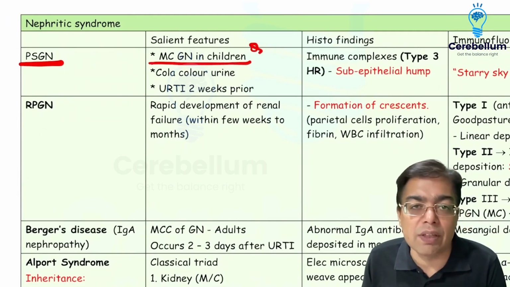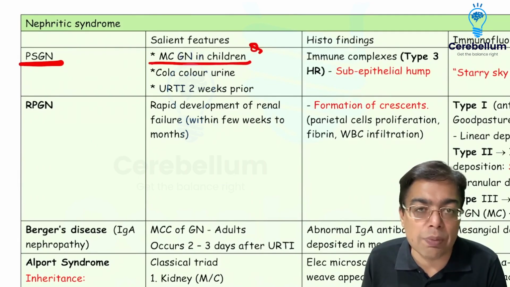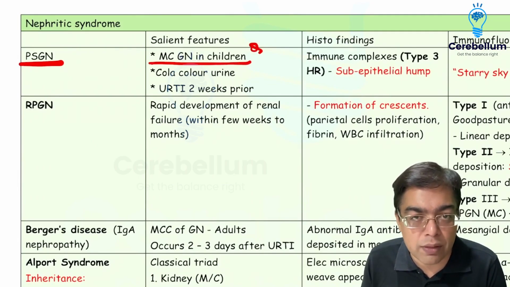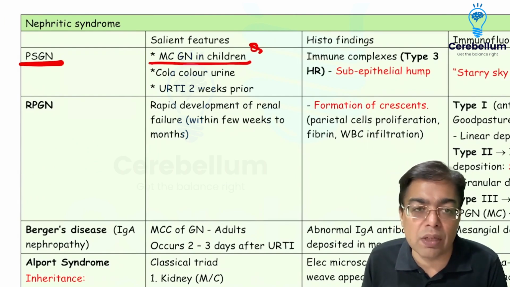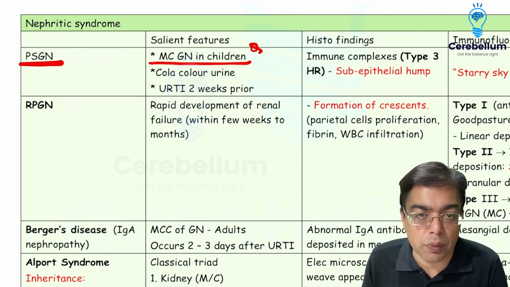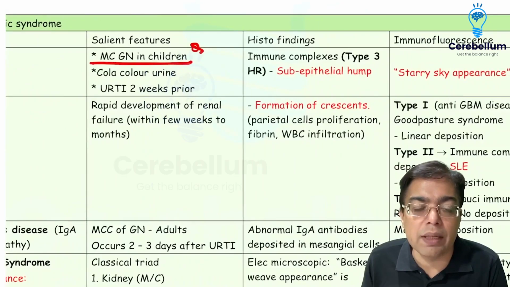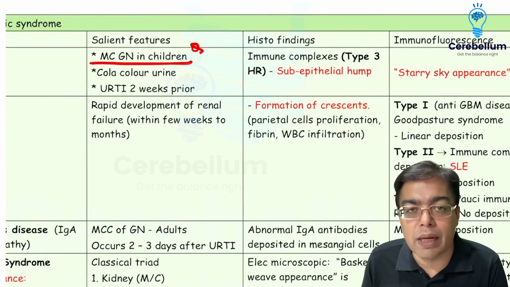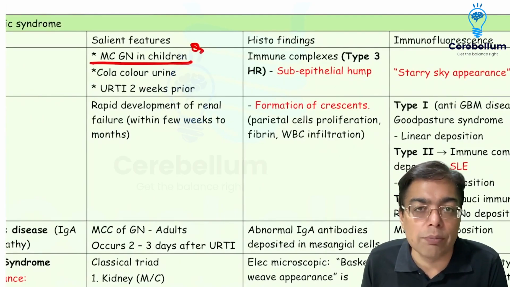Patients typically will have a history of a sore throat about 2 weeks prior to the development of symptoms over here. Subsequently, they are going to develop hypertension, headache, malaise, and the passage of cola-colored urine. Microscopically, the kidney is going to show the presence of subepithelial humps, and that is attributed to the deposition of the immune complex.